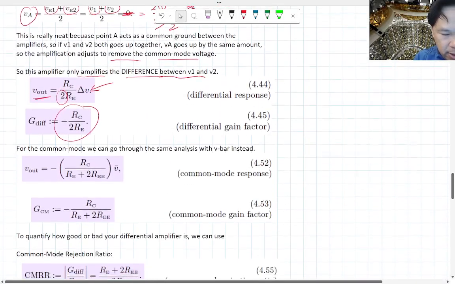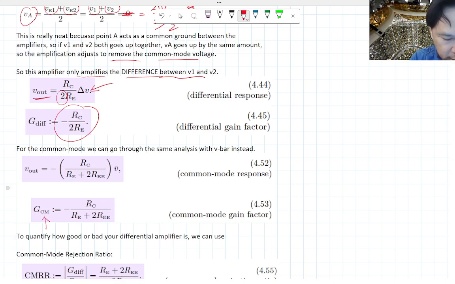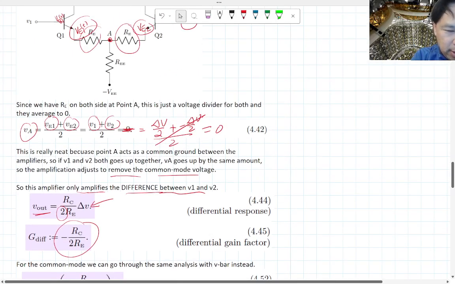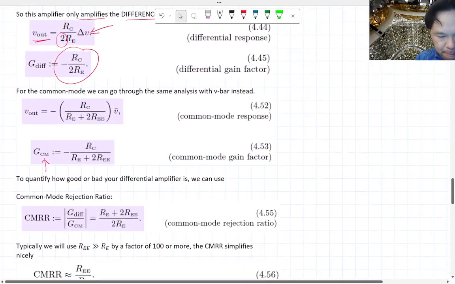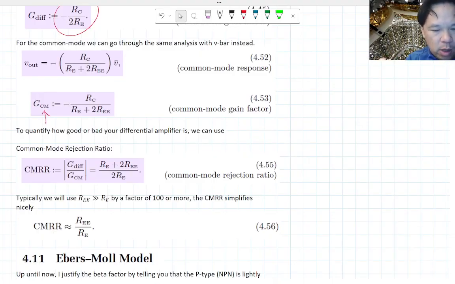So we plug that in, and what you'll get as the common mode gain is just going to be RC divided by 2RE plus RE plus 2R double E, which is the last resistor before you go to the negative voltage supply.